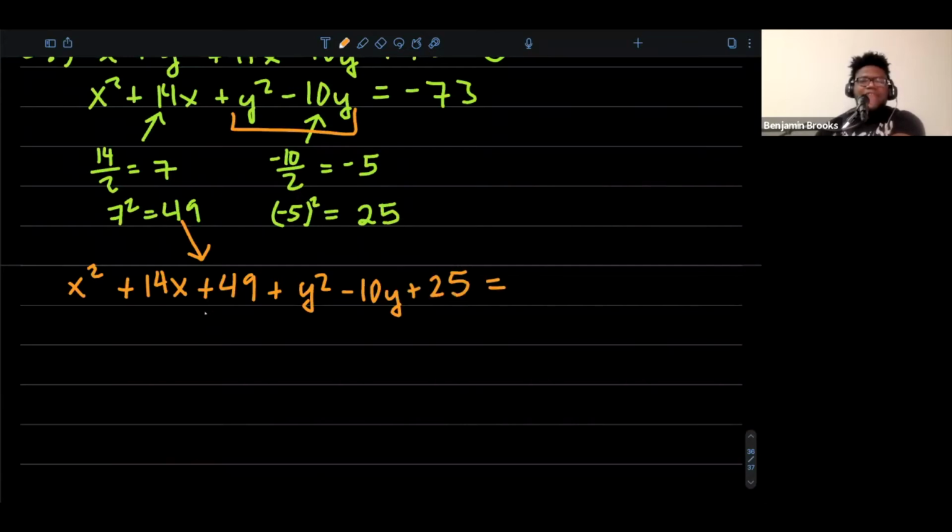But here's the thing. Note, we added 49 to this side. We added 25 to this side. We have to do the exact same thing to the other side. So we're going to add 49. We're going to add 25. All right.